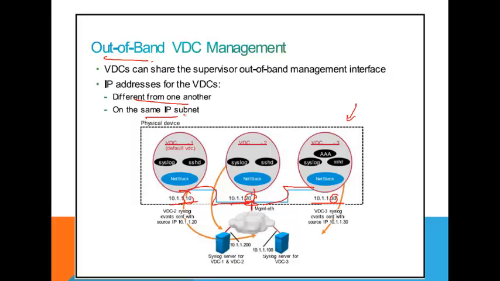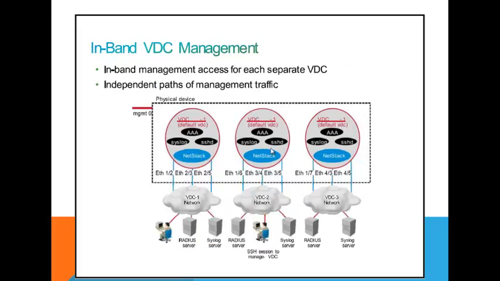Which we called as out of band. So what is in band? We don't have out of band. We got a dedicated interface for each VDC for management, for RADIUS server, for syslog, for telnet. So we got a dedicated interface for services, for management services, and only through that we talk to the VDCs. So here the IP address and subnet mask will be different because it is in band.